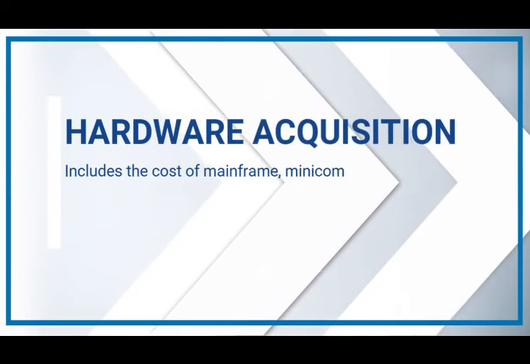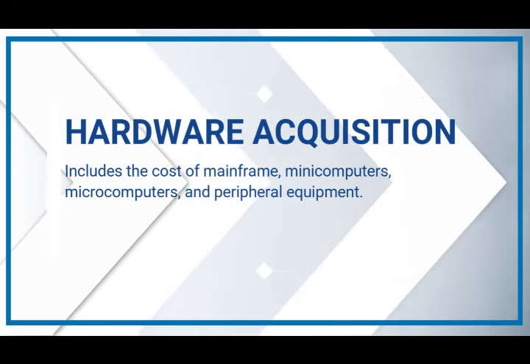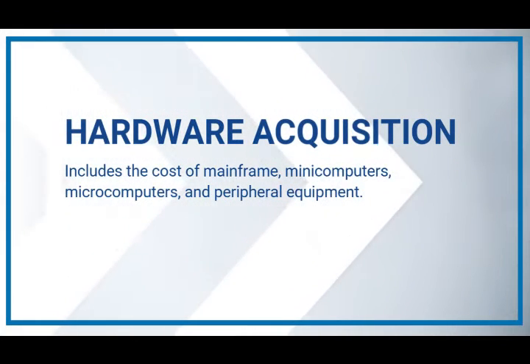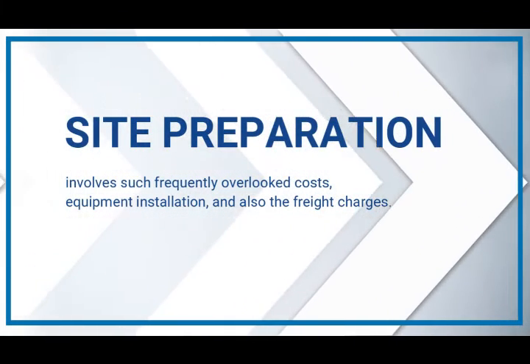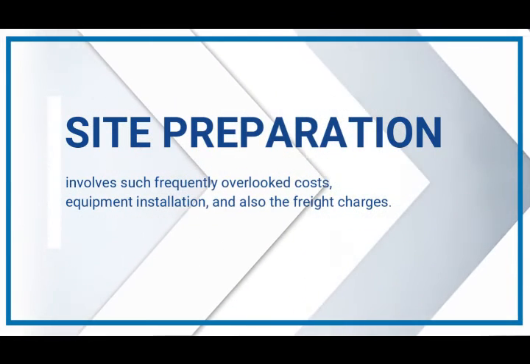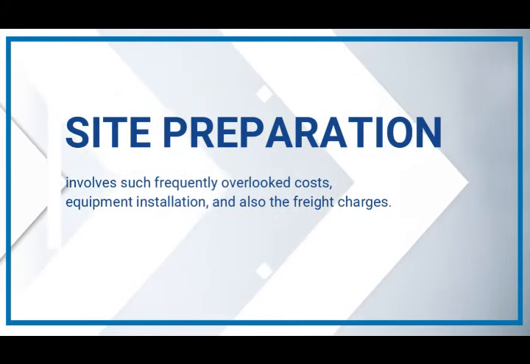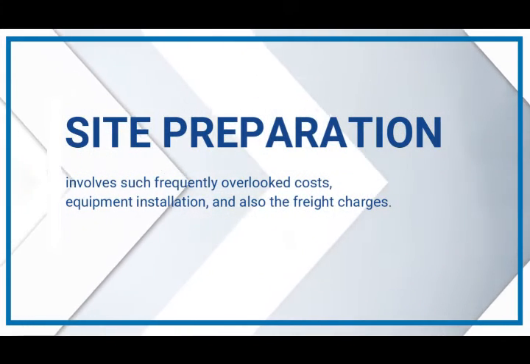The first one-time cost is the hardware acquisition. This cost includes the cost of mainframe, mini-computers, microcomputers, and peripheral equipment such as tape drives and disk packs. These cost figures can be obtained from the vendor. Next is the site preparation. This cost involves such frequently overlooked costs such as building modifications like adding air conditioning or making structural changes. Equipment installation, which may include the use of heavy equipment, and also the freight charges. Estimates of this cost can be obtained from the vendor and the subcontractors who do the installation.